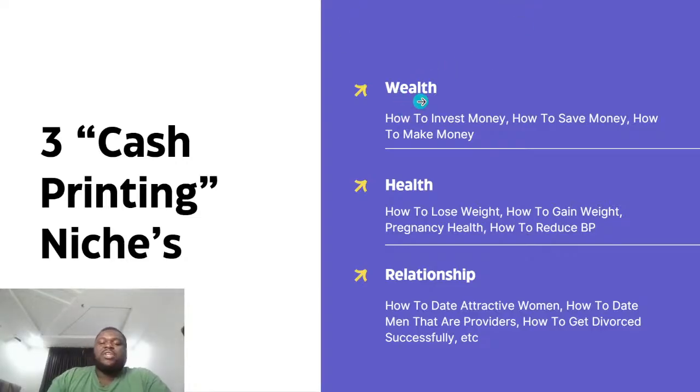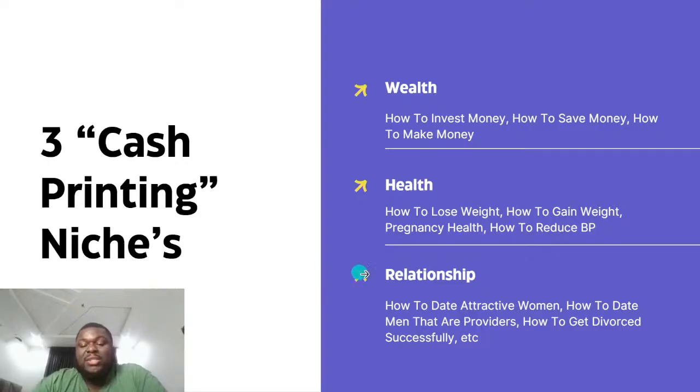For example, the wealth niche are products that talk about how to invest money, how to save money, how to make money. Products in the wealth niche sell very well. Same thing with the health niche. Many people want to know how to lose weight, how to gain weight, how to stay healthy during pregnancy, or how to reduce stretch marks after pregnancy, how to reduce blood pressure. These are all things that people will happily spend money on if it's a digital product, because they will be able to actually see results immediately and it's related to their health.